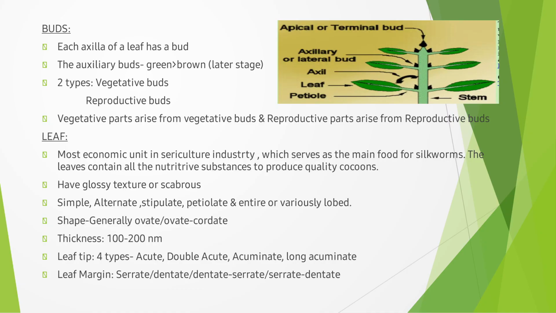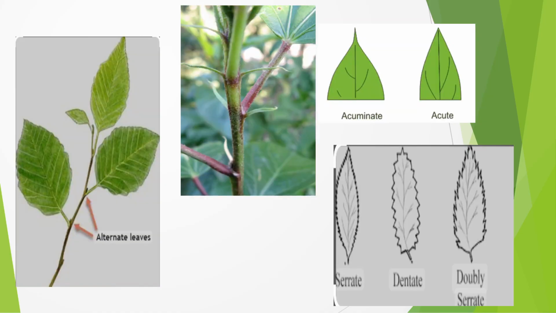Next is the thickness. The thickness will be around 100 to 200 nanometer, and the leaf tip may be of four types, namely acute, double acute, acuminate, long acuminate. Next, leaf margin may be serrate, dentate, dentate serrate, or serrate dentate. I have also included the pictures in this slide. You can have a look over it.